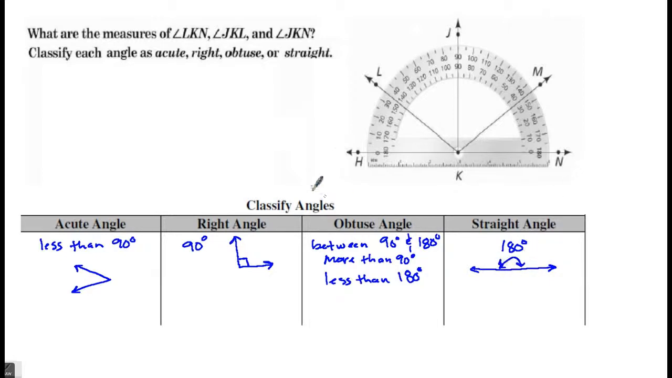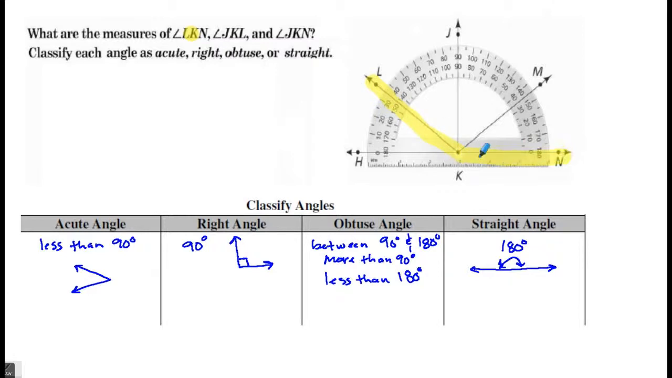Well, let's look for LKN. So I'm going to go get my highlighter here. And so let's look for L. So here's L. And remember, the letter K is the most important one. So L, K, and N. So there's this first one. All right, so we want to find this particular angle.